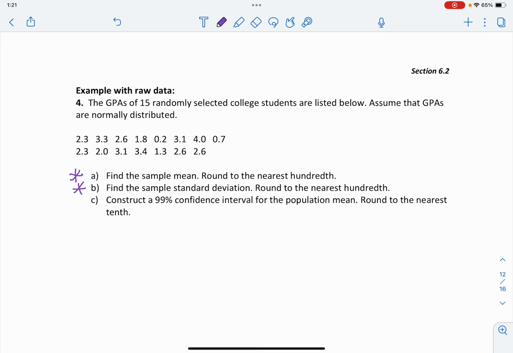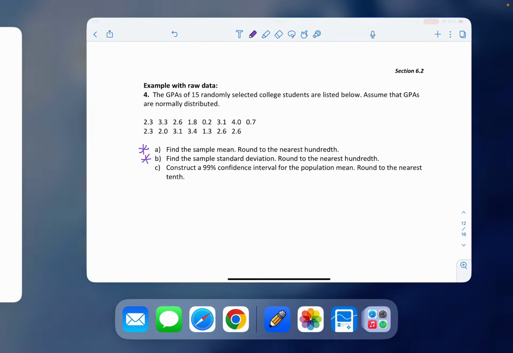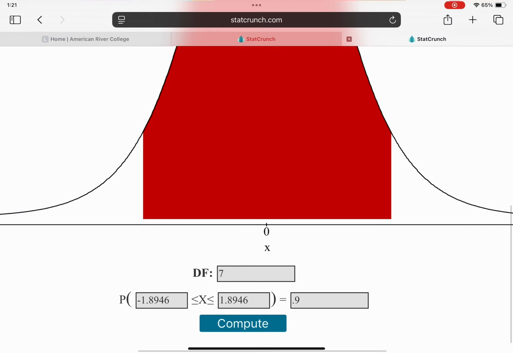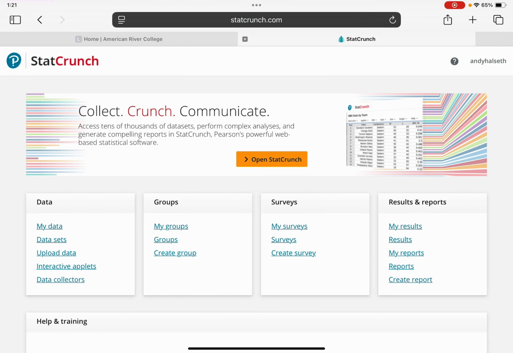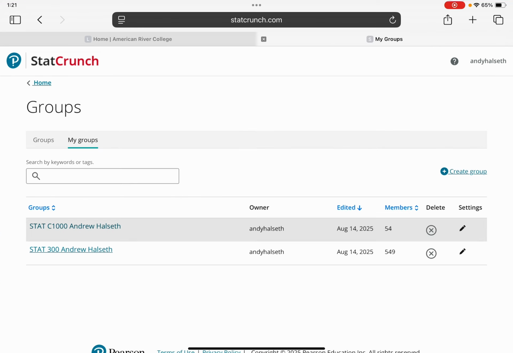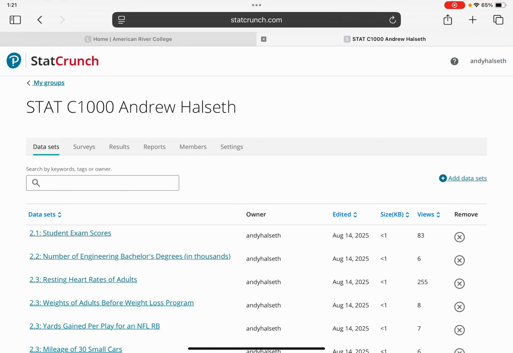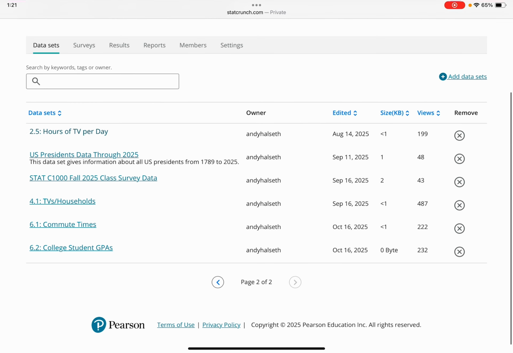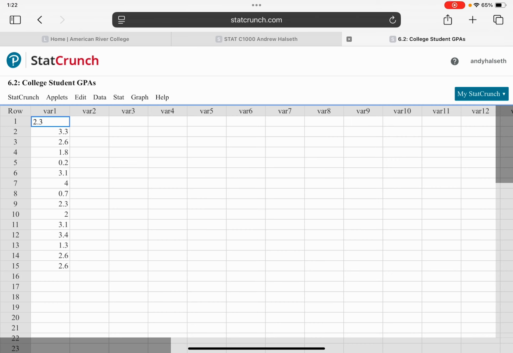Okay, so first step, let's load the data. Okay, back to StatCrunch. We want a blank page, right? So starting fresh. How are we going to do this problem? Well, let's go to My Groups because that's where I'm going to have the data. There it is, 6.2 college student GPA. So load data, step 1.